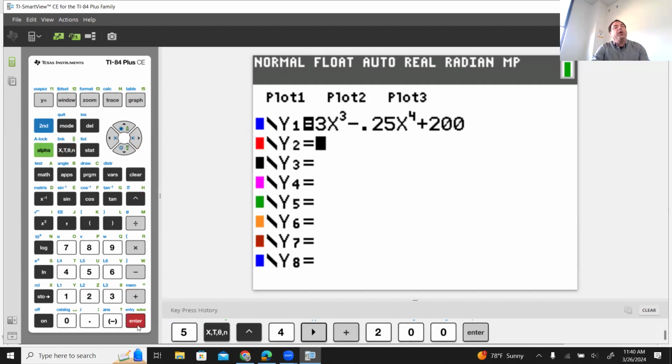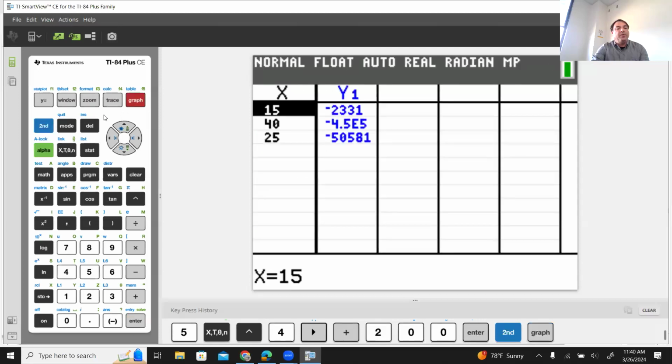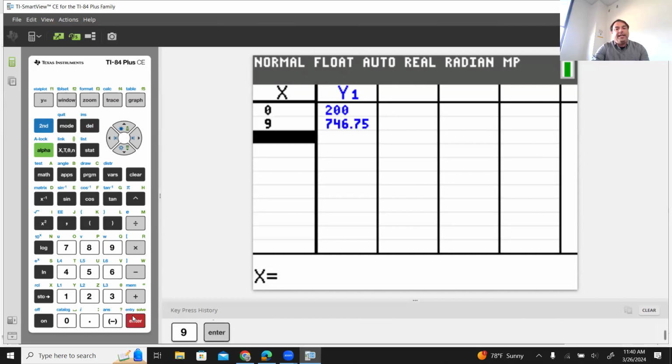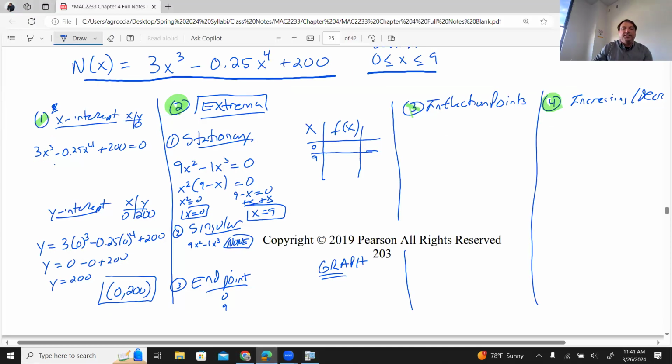Our original function, we're going to go to the table and plug in 0 and 9. So I go to second graph for the table. I plug in 0, I get 200, and I plug in 9, and I get 746.75. Okay, so those are the 2 points that I'm interested in: 0, 200, and 9, 746.75.